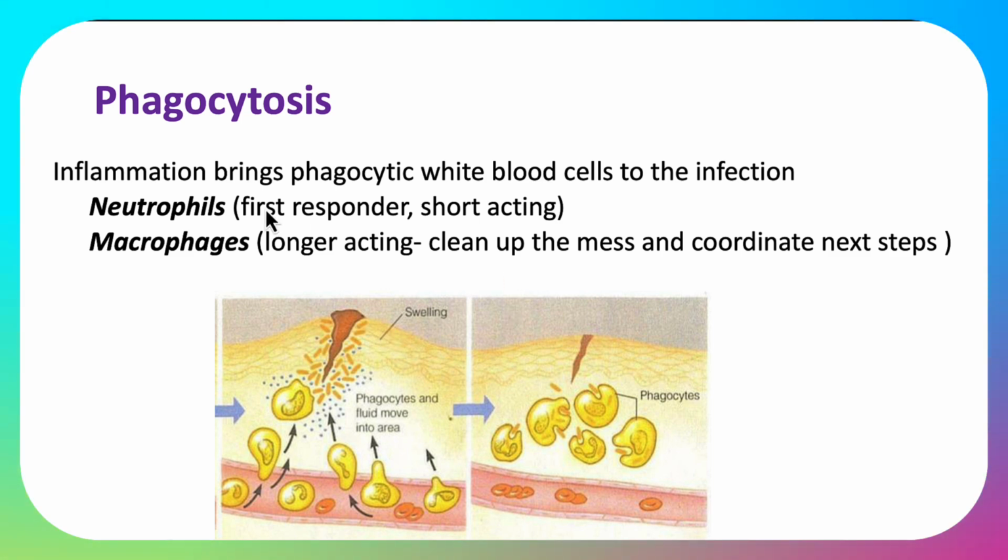And we've really got two types of cells involved in this. We've got neutrophils, which respond really quickly, but they don't last as long. And then we've got the macrophages. Macro, large, phage, eat, big eater. They last longer and they clean up the mess, but they also coordinate the next steps.